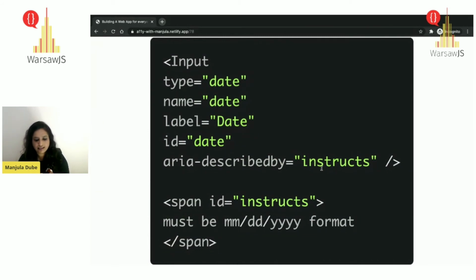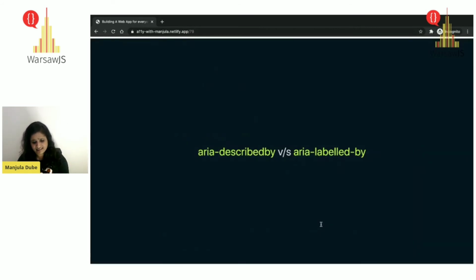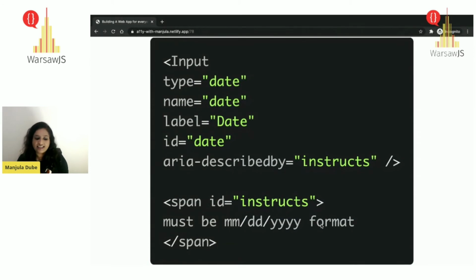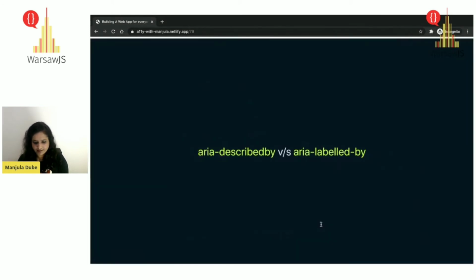You basically give it an ID, and then when the screen reader goes through your input field, it would read that date must be MMDDYY format, or whatever format it is. You provide it, and this is how the screen reader gets that information. So here, doing it via aria-describedby is more appropriate than doing it via aria-labelledby. And what is the basic difference between them?